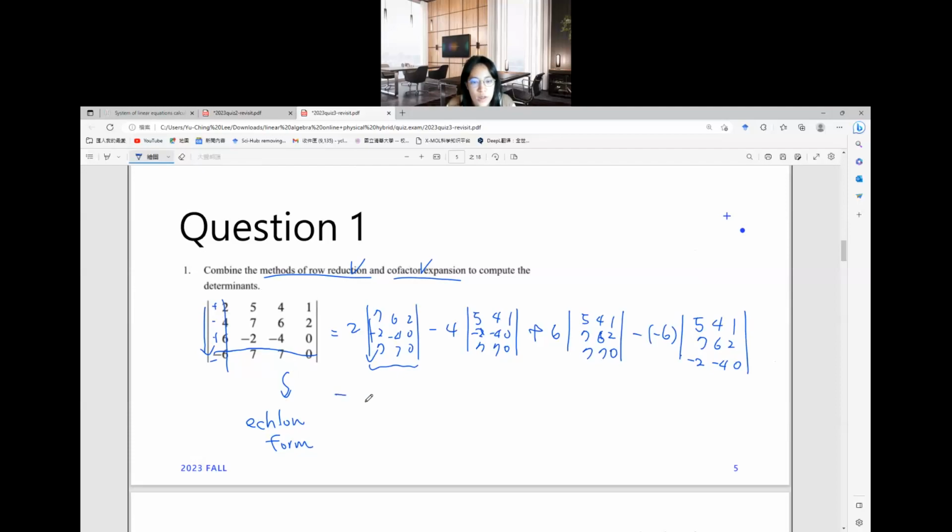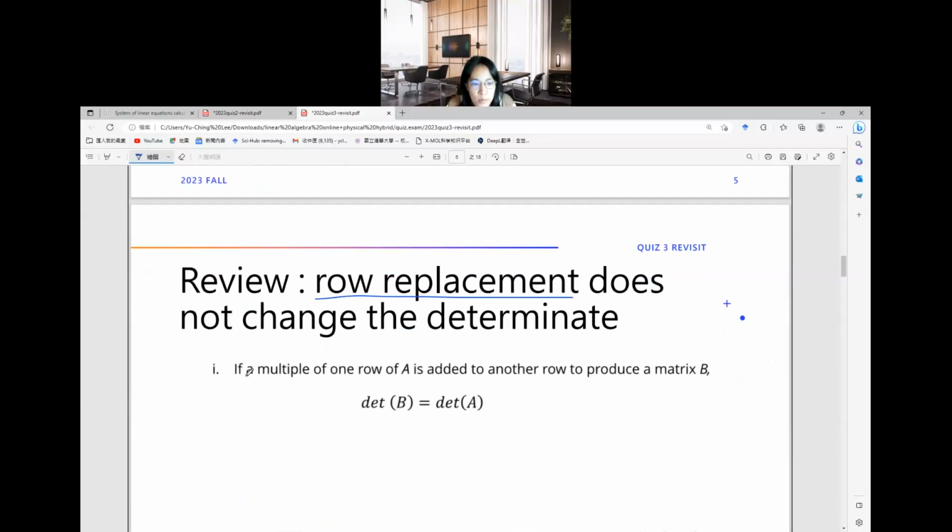a simpler matrix. And if a multiple of one row of A is added to another row to produce a matrix B, that is, B is the result of row replacement of matrix A, then the determinant of B equals the determinant of A.